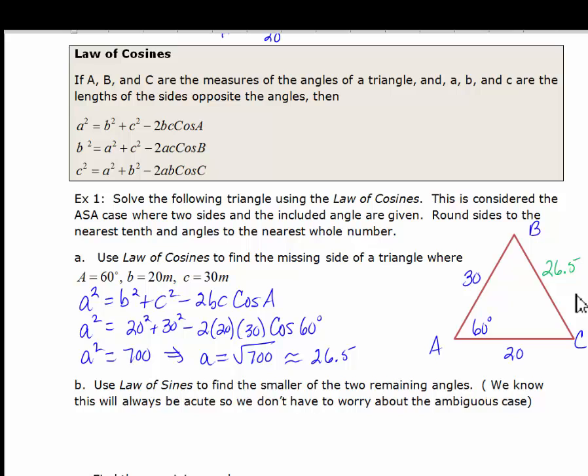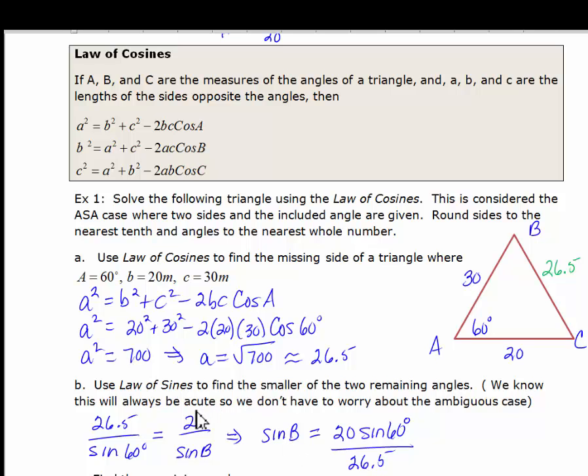So we'll use the law of sines. We'll set up, and the smallest angle is the angle opposite the smallest side. So 20 is the smallest side, which means that B is going to be the smallest angle. So we use the law of sines to solve for angle B. So we set up our law of sines ratios. 26.5 over the sine of 60 degrees equals 20 over the sine of B.